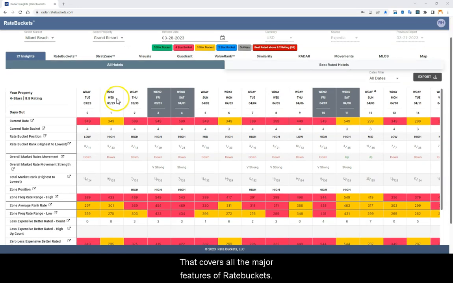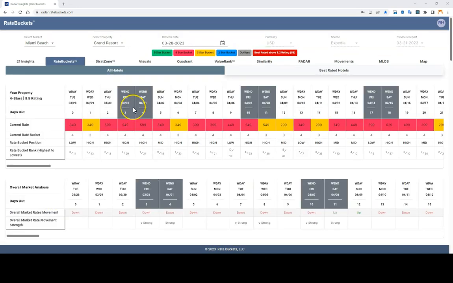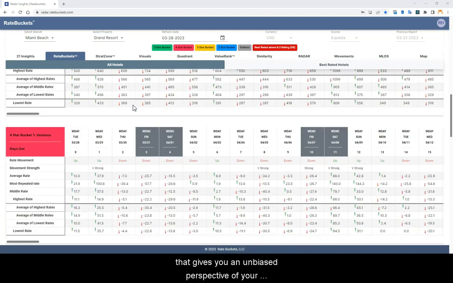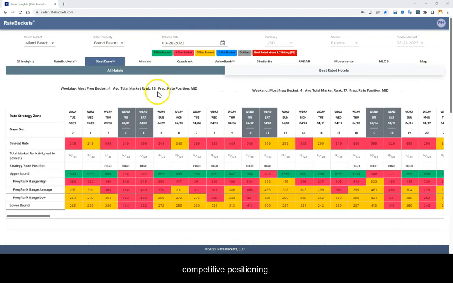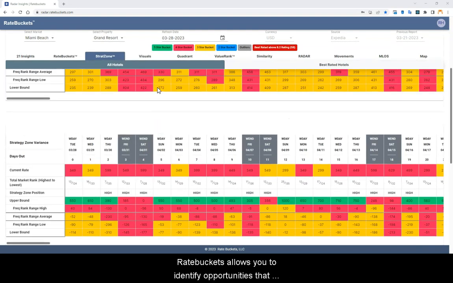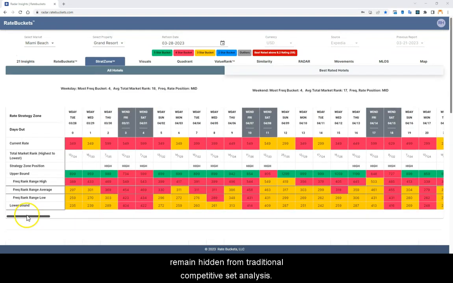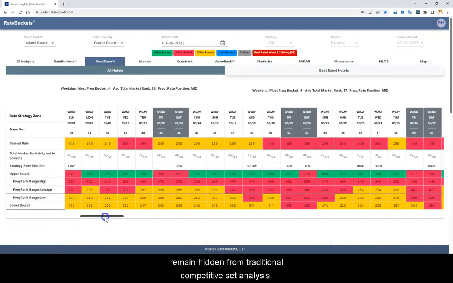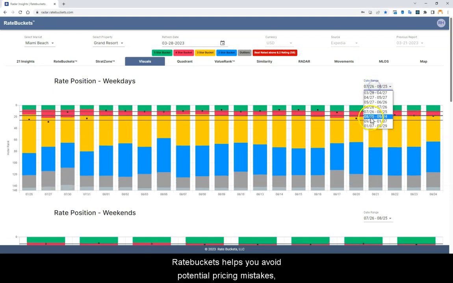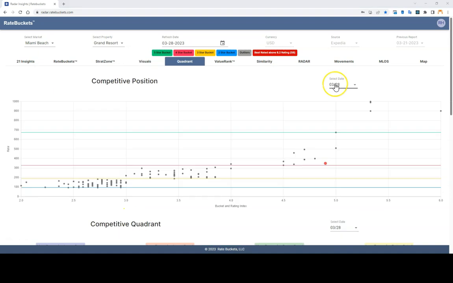That covers all the major features of Ratebuckets. As you have learned, Ratebuckets is the only tool that gives you an unbiased perspective of your competitive positioning. With its innovative analytical tools, Ratebuckets allows you to identify opportunities that remain hidden from traditional competitive set analysis. Ratebuckets helps you avoid potential pricing mistakes, especially when the market changes.